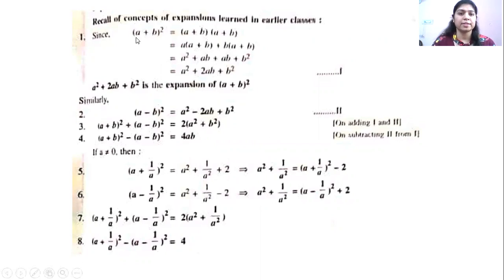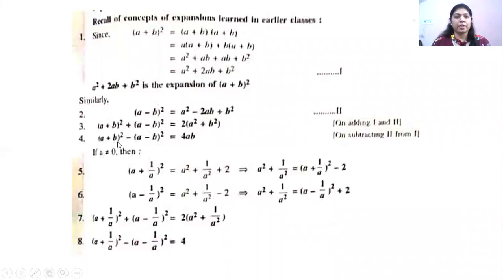In your previous classes, you all know that (a plus b) whole square is a square plus 2ab plus b square, and (a minus b) whole square gives you a square minus 2ab plus b square. And if we add these two, then (a plus b) whole square plus (a minus b) whole square is equal to 2(a square plus b square). And on subtracting the second equation from the first, we'll get (a plus b) whole square minus (a minus b) whole square, which is equal to 4ab.